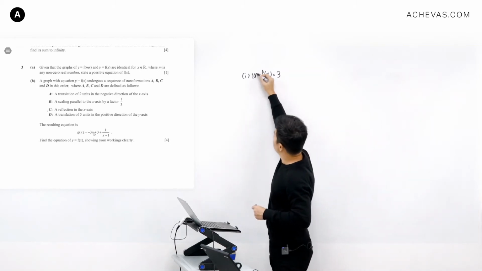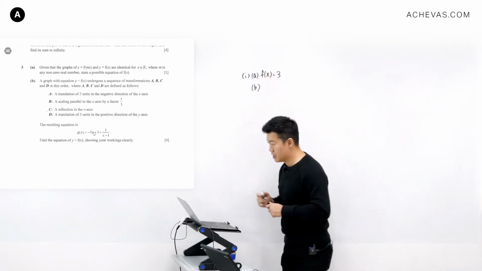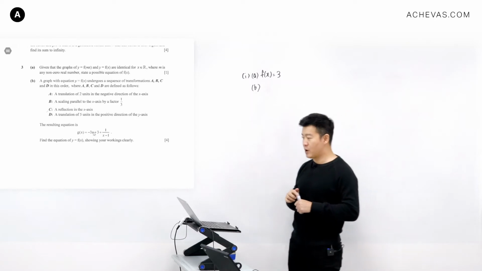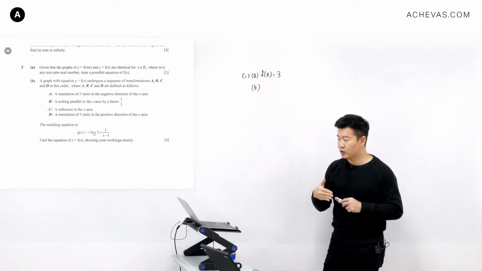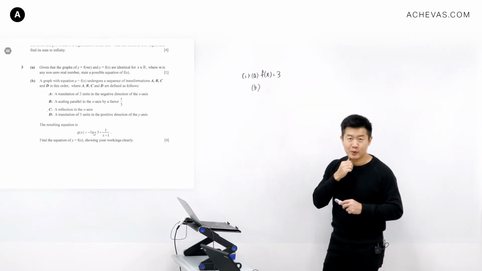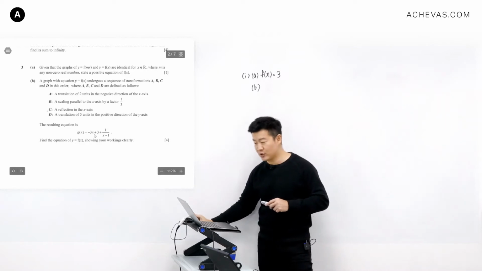This is part A. Then B. In B, we are given a graph of y is equal to f(x). It's going to undergo 4 transformations, and we are going to get a resulting curve. We are getting a resulting equation. The resulting equation is this.